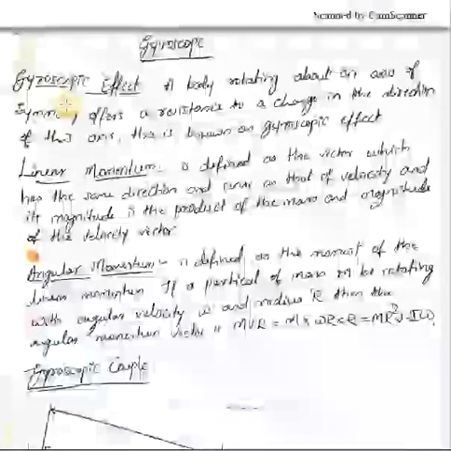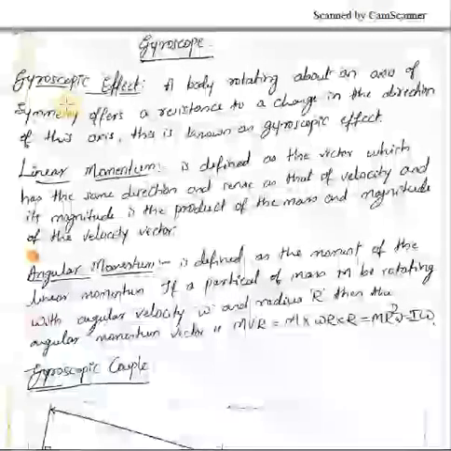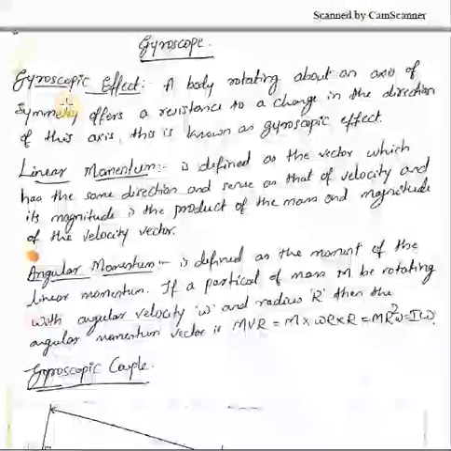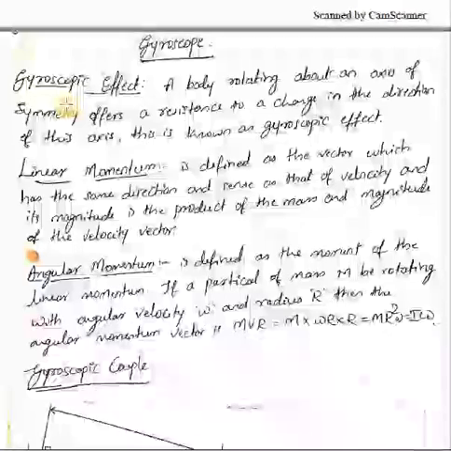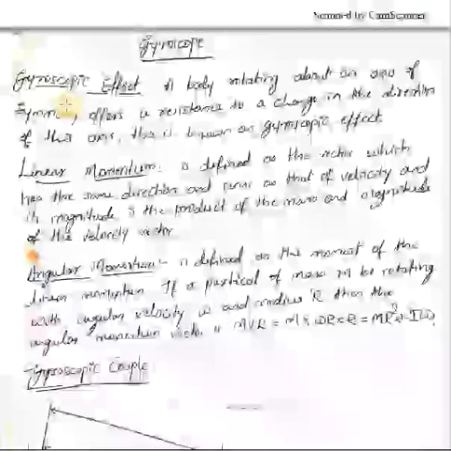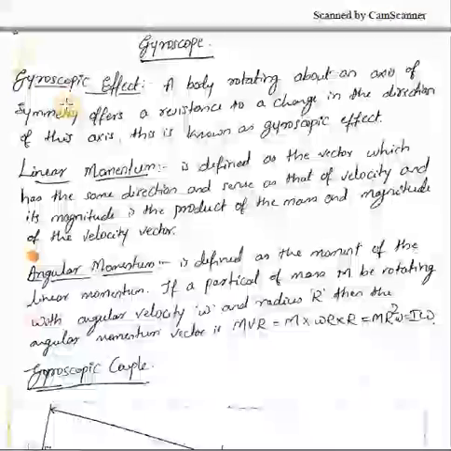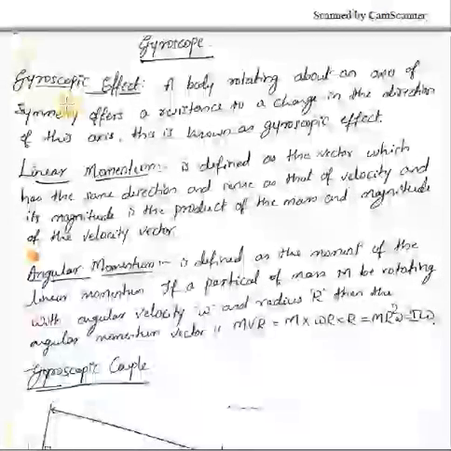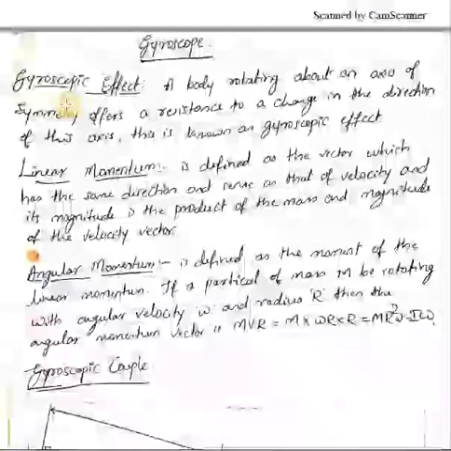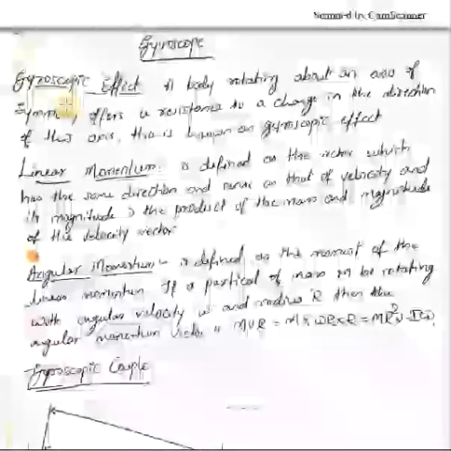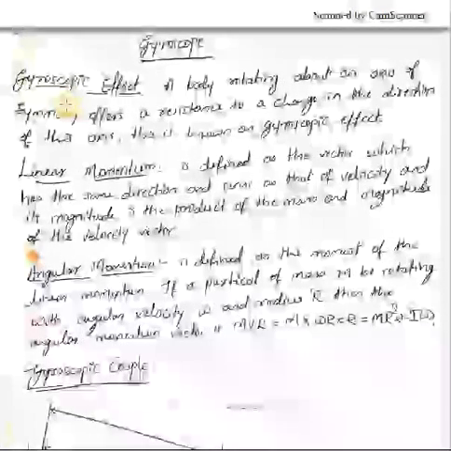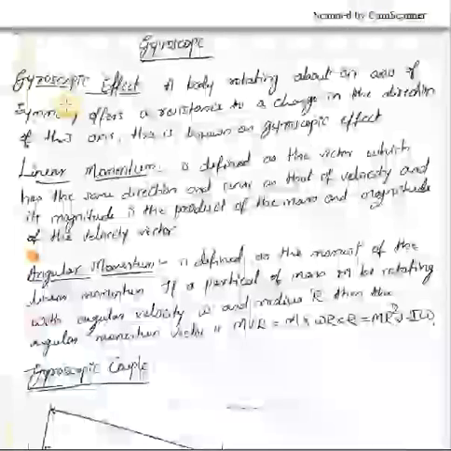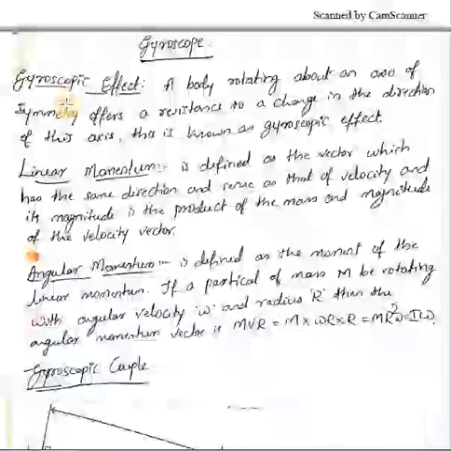The first one is gyroscopic effect. When a body is rotating about an axis of symmetry, it offers resistance to change in the direction of this axis. This effect is known as gyroscopic effect. The next one is linear momentum. It is defined as the vector which has the same direction and sense as that of velocity, and its magnitude is the product of the mass and magnitude of the velocity of the vector.